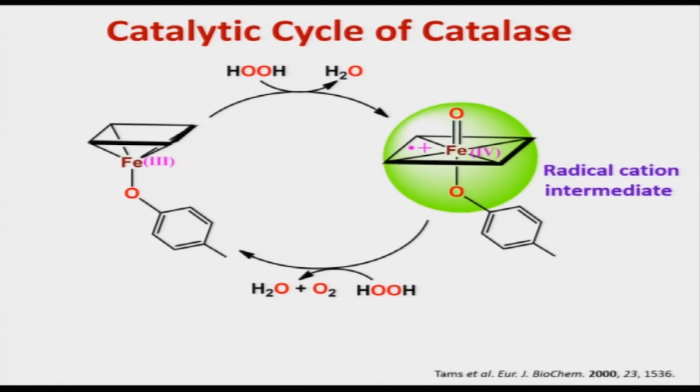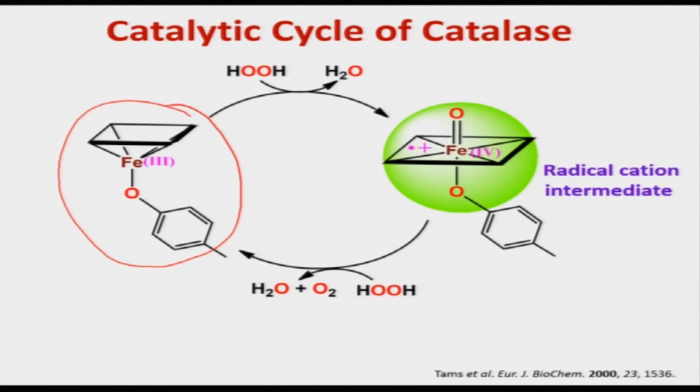Now, this is the iron 3 center at the resting state, and hydrogen peroxide oxidizes this iron 3 center to the iron 4 oxo cation radical. It is a 2 electron oxidation, as you can see that iron 3 converts to iron 4, and the porphyrin ring is also getting oxidized to a porphyrin pi cation radical.